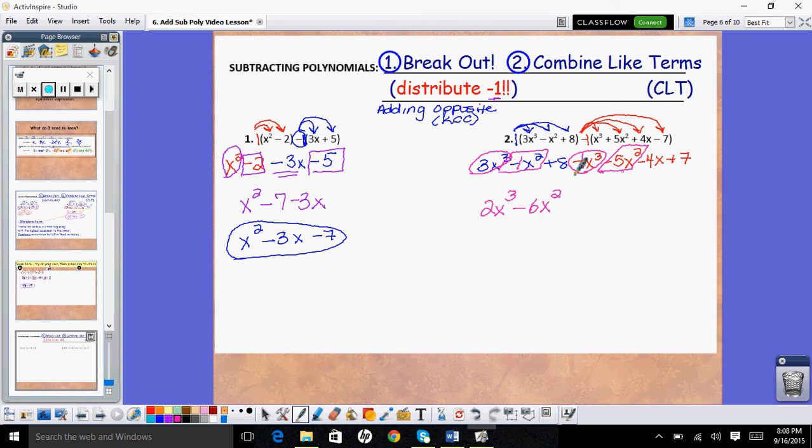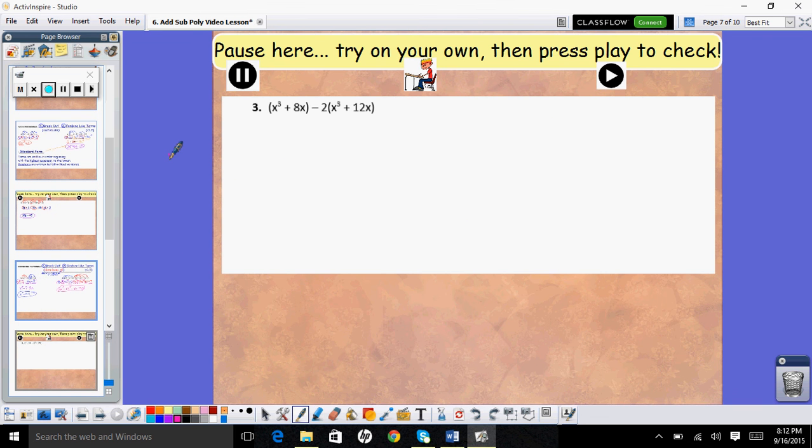We then have 8, but look, here's an x term, so I'm going to place negative 4x here before combining 8 and 7 to get 15. Now I don't have to rewrite my answer, it's already in standard form. Highest exponent down to the constant. Again, pause here, try it on your own, and then press play to check. See if you can get the correct answer on your own.